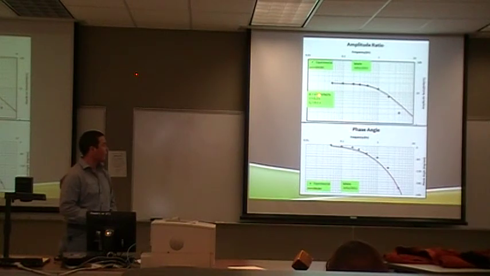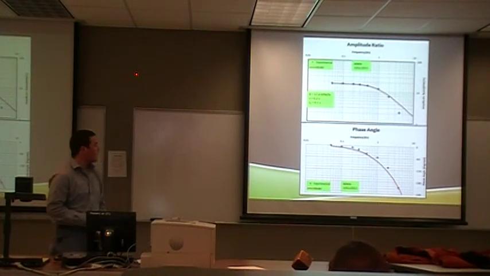For K, we want it to fit these top points here, and we got about 17.4 RPM per percent. For tau, we tried to make the model fit as closely in the corner. We got 0.2 seconds. And for T0, we wanted it to match about negative 180 on the phase angle, and we got 0.1 seconds.